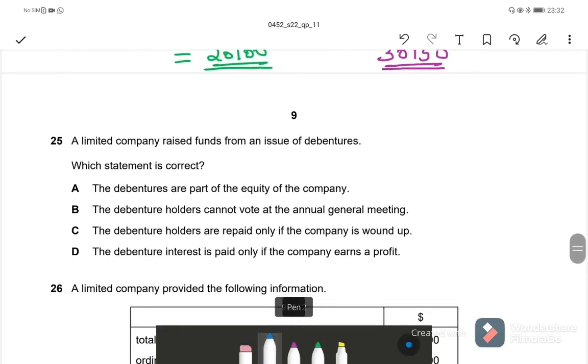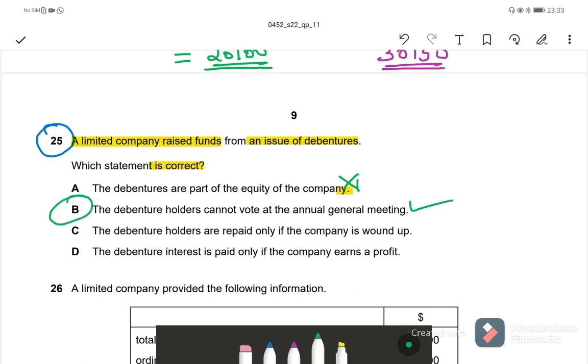Now question number 25. A limited company raised funds from an issue of debenture. Which statement is correct? The debentures are part of equity of the company? No. Equity means capital. It is not part of capital. The debenture holders cannot vote at the annual general meeting. Option B is the correct answer.